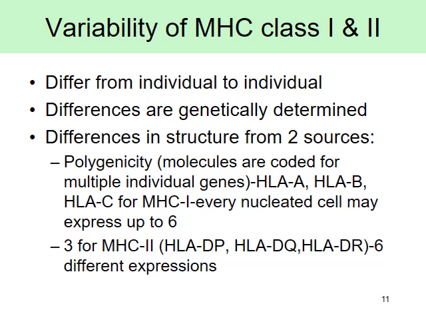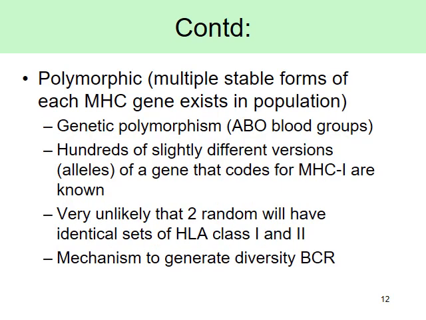If I ask you which of the following cells does not have MHC, and I put red blood cell there, red blood cell would not have MHC because it doesn't have a nucleus. Then there are three for MHC class 2, we already discussed that, and both of them have 6 different kinds of expressions in terms of the choices: DP, DQ. So if you look at the report, you will see subtle differences in terms of variability that we get from MHC class 1 and 2. Okay, so these are polymorphic.